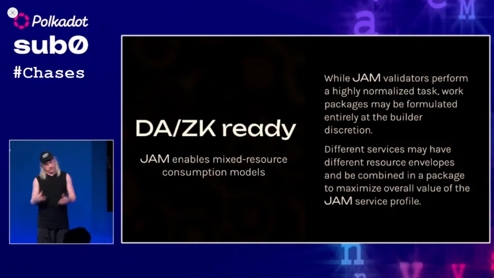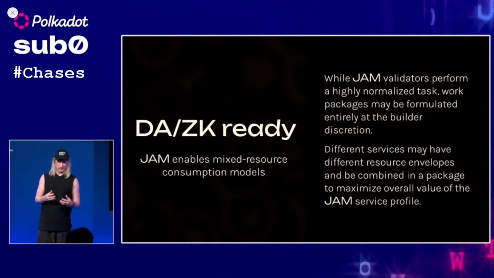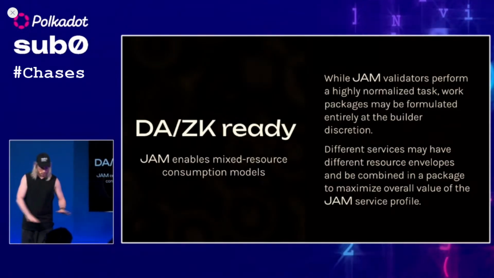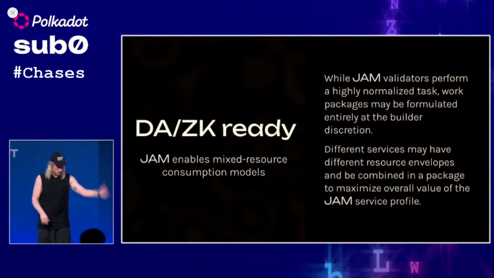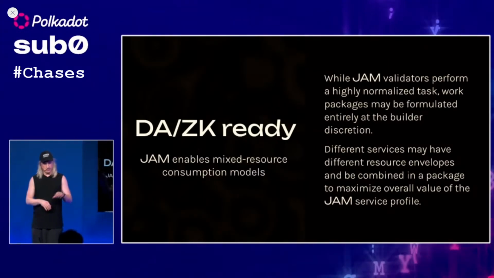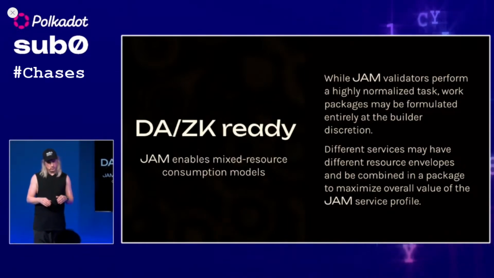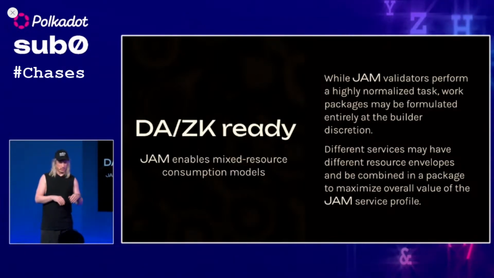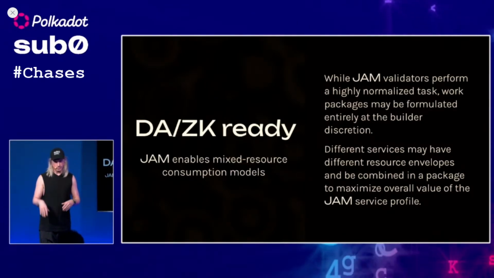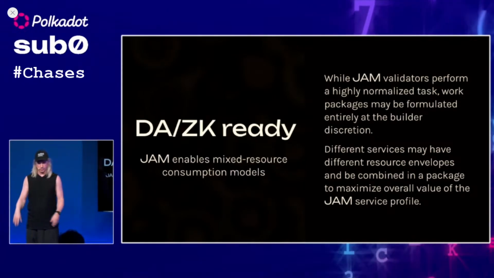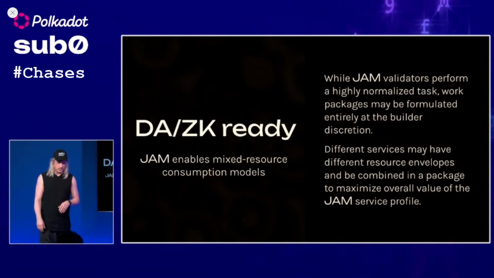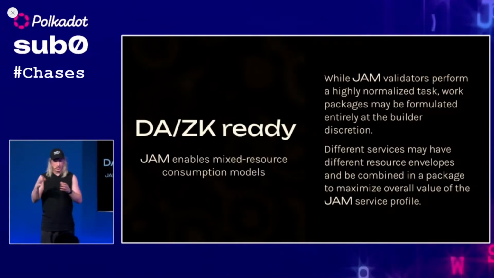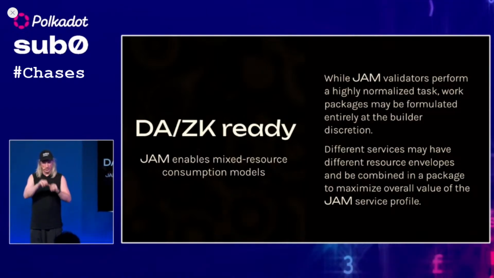Jam, because it provides a much more general, less opinionated model for using these underlying cores, right? This underlying consensus, secure, resilient resource that the validators provide. It makes doing certain more exotic things like the usage of distributed availability for things like zero-knowledge proofs, it makes it much more sensible and efficient. In particular, Jam enables this mixed resource consumption model.